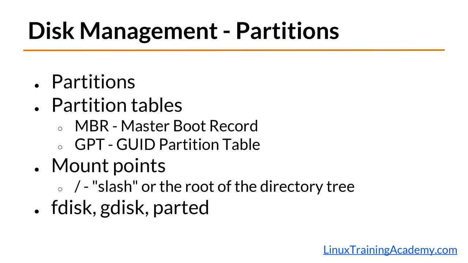There are two types of partition tables. One is the MBR partition table. MBR, which stands for Master Boot Record, is an older technology that can only address up to 2 terabytes of storage space. It is being replaced by GPT, which stands for GUID Partition Table. GUID stands for Globally Unique Identifier. GPT supports up to 128 partitions and supports storage devices up to 9.4 zettabytes.